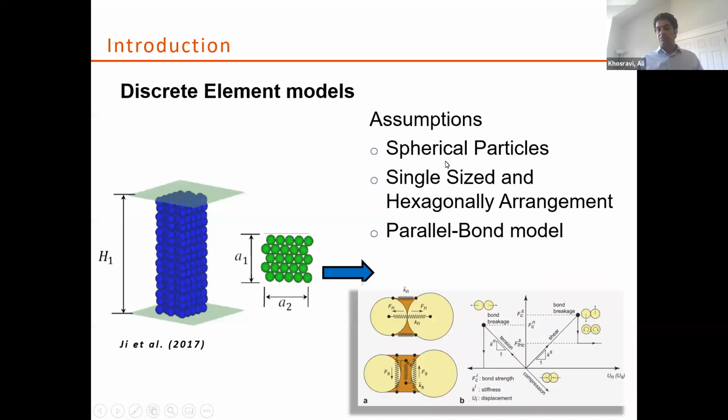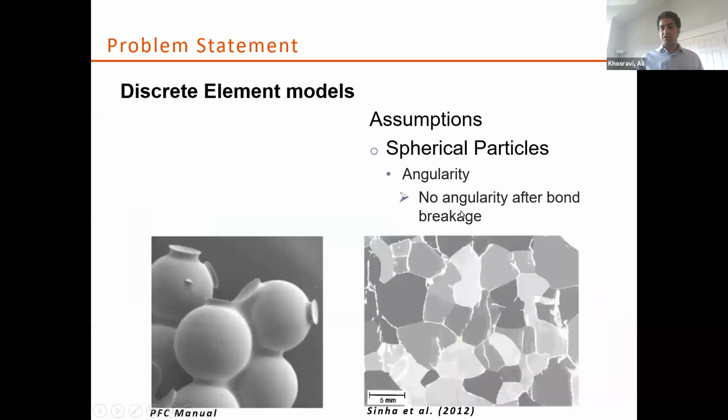Here are the assumptions we have for these types of studies. We have particles that are mostly spherical, single size, arranged in a hexagonal way, and the model they usually use for these types of simulation is parallel bond. What are the issues with these assumptions? Let's start with the spherical particles.